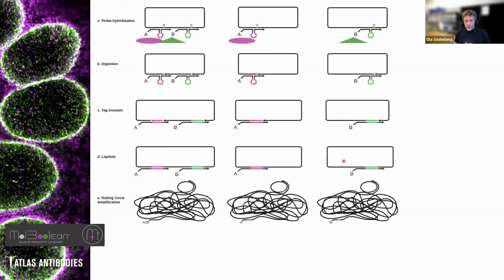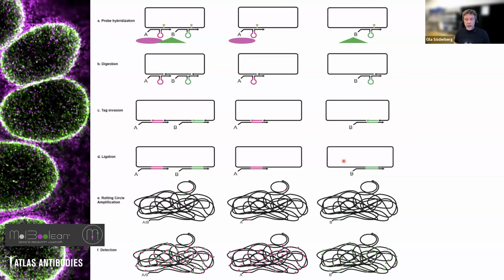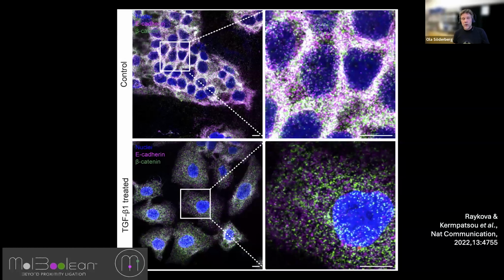You do the amplification with phi29 DNA polymerase, and you detect with different detection oligonucleotides labeled with 2 different fluorophores. So you can have FITC in green and Texas Red in red, for example. So in this case, the rolling circle product will be both red and green. In this situation, only red. In this situation, only green. So this allows us to see both protein interactions and free proteins at the same time.